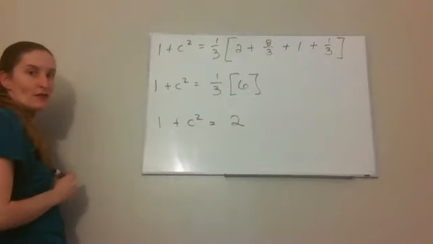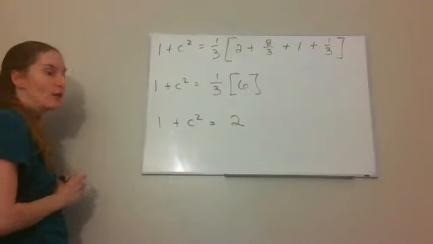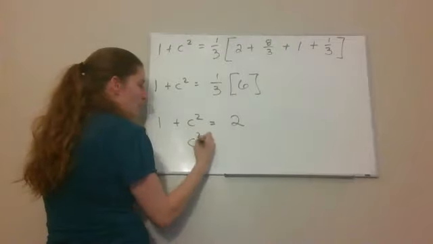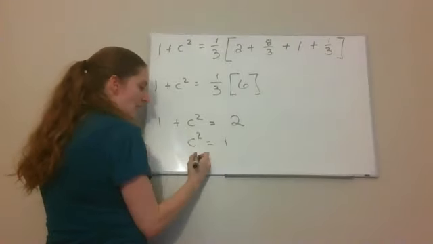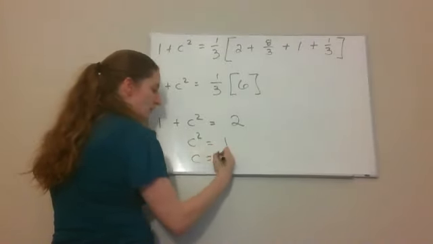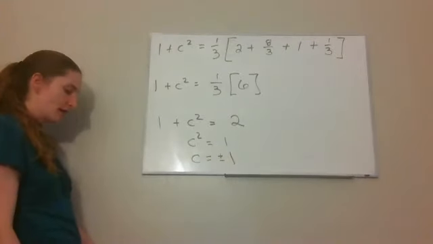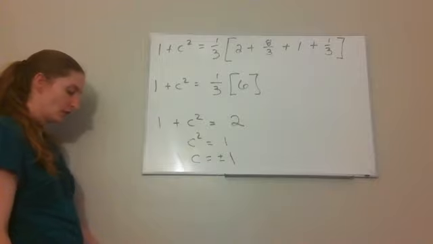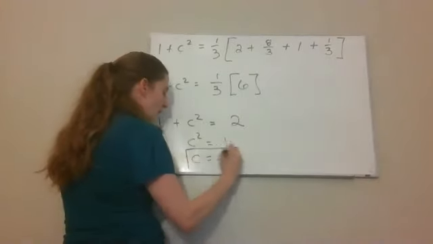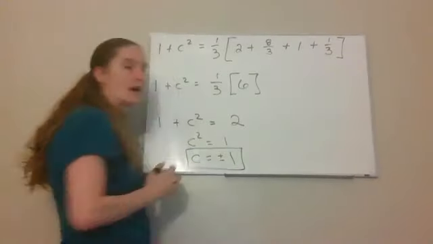And now I just need to find the values of c that satisfy this. Subtract 1 and take a square root. So I get c is plus or minus 1. Both of those are in my interval, so both of those are my answers to that problem.